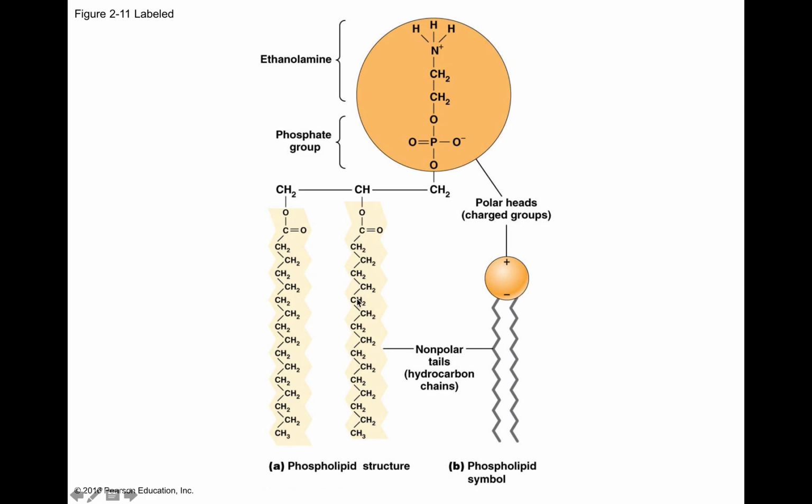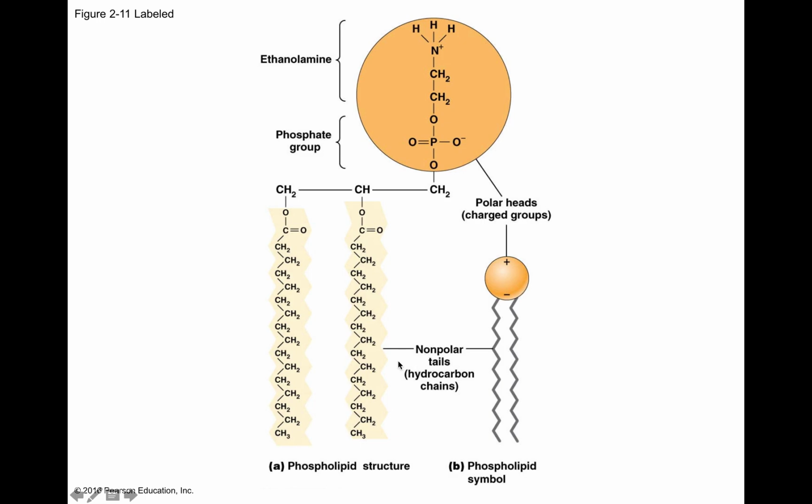So this part here of the molecule is hydrophobic. It does not like water. This part here is hydrophilic, does like water. This would form the top half of a leaflet in a membrane, and then you'd have another phospholipid in the opposite orientation, flipped upside down, that would be interacting with these.